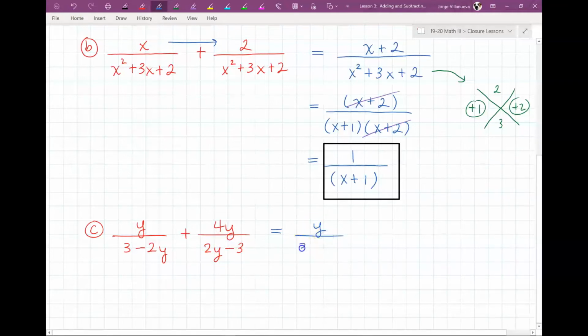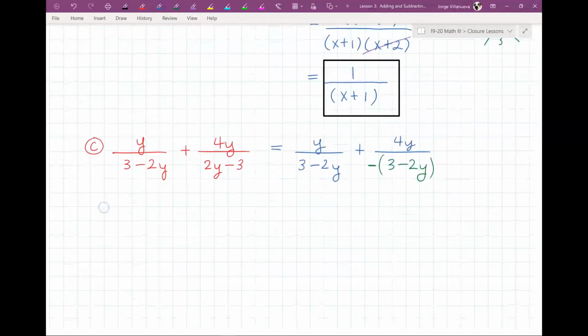Y over 3 minus 2y, then plus 4y over, now I'm going to write this in a different color here. I'm going to write 3 minus 2y. Now I notice I flipped it, but in doing that, it's actually not correct. The way I correct it is by putting a negative in the front. And then that is a true statement. Whenever you flip a subtraction, you can do it, just make sure you put a negative in front.